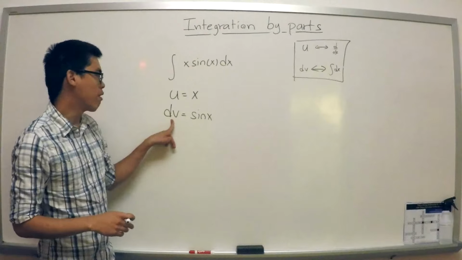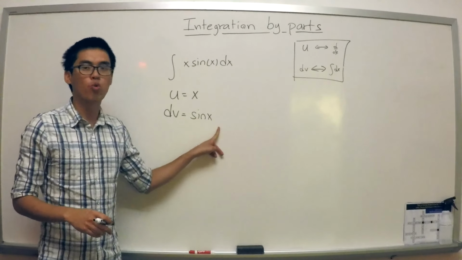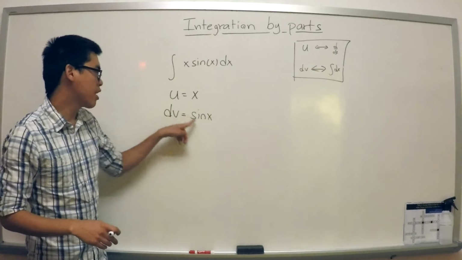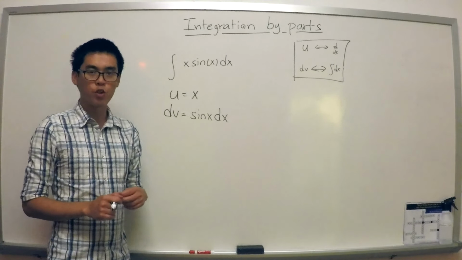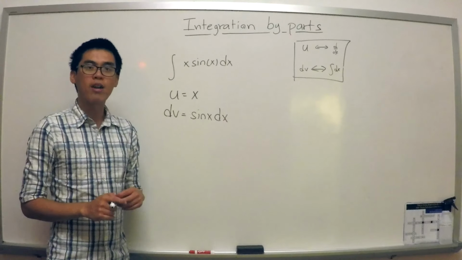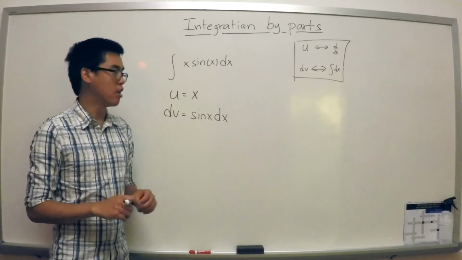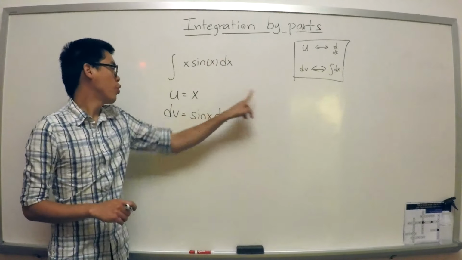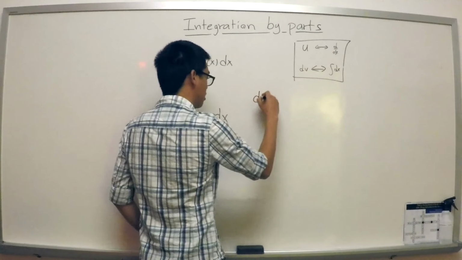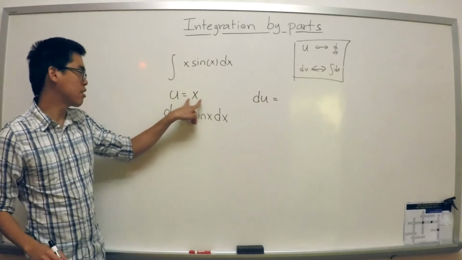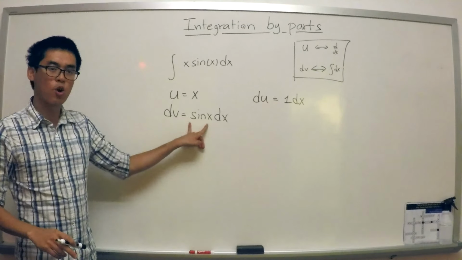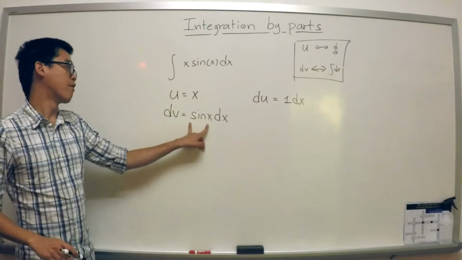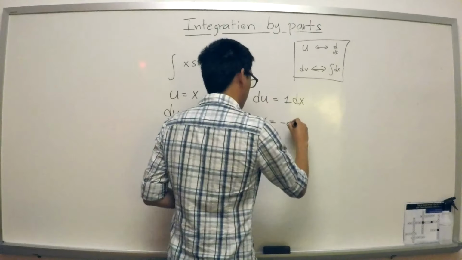And remember, whenever you have d on one side, you write d on the other side. dv is going to be sin x dx. Once you have written down your choice of u and dv, you write down their counterparts, which means write down du and write down v. In this case, if u is x, du is just dx. dv is sin x dx, so antiderivative of sin x is minus cosine.